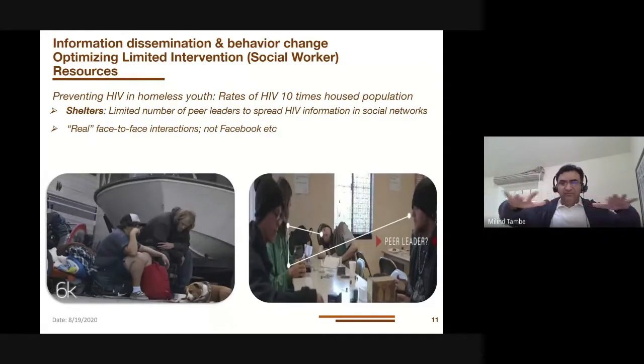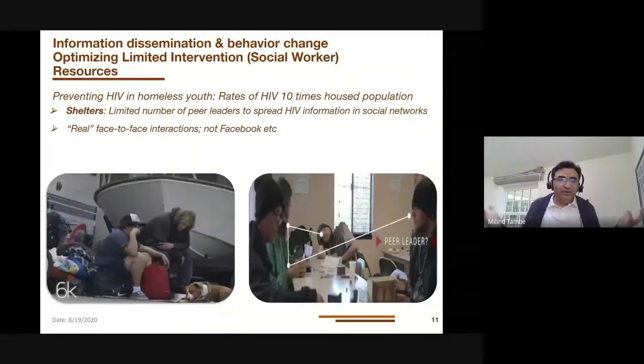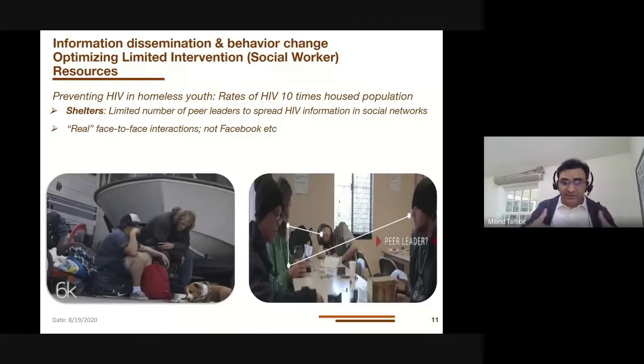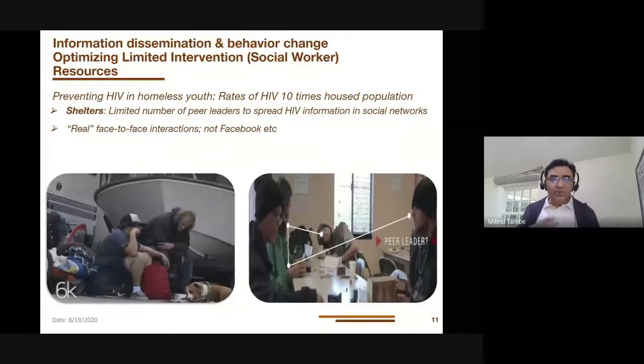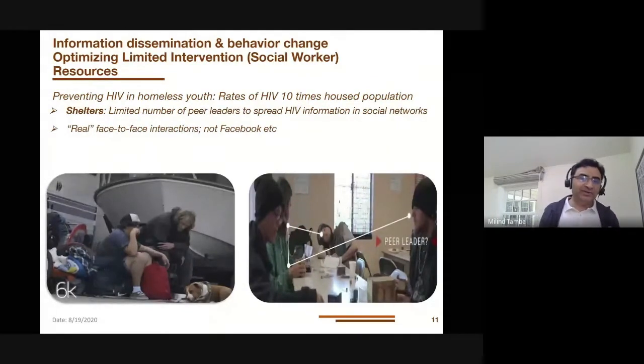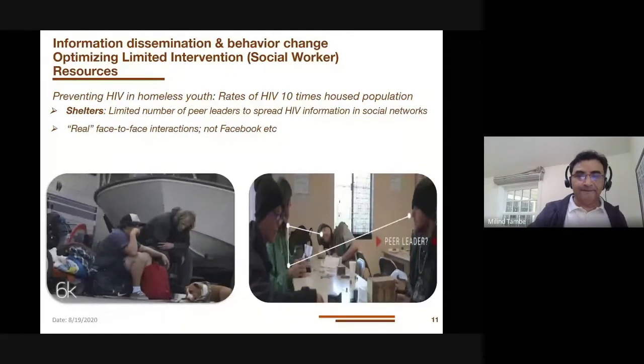And in this way, information will spread, because you can't talk to each of the 6,000 homeless youth by yourself, meaning the homeless shelter cannot. So this is the way in which they hope information will disseminate in the homeless youth population. Now, this is a very marginalized population, so they don't have Facebook accounts and so on and so forth. So all of the interaction we are talking about here is face-to-face interaction, people talking to each other face-to-face.